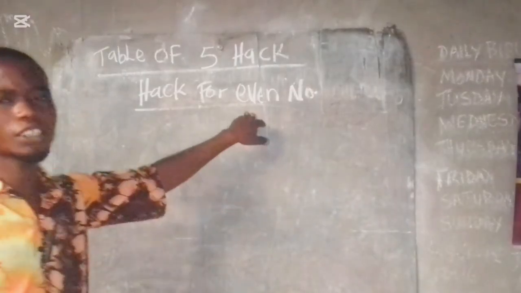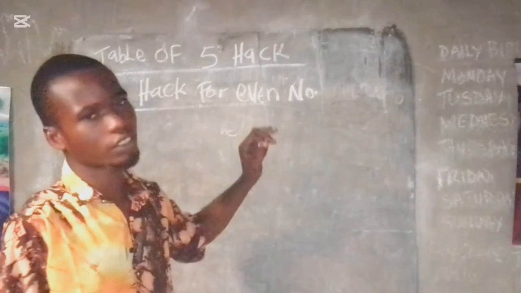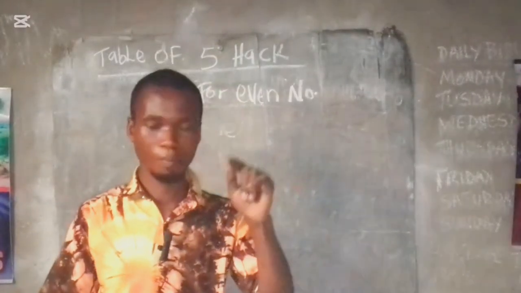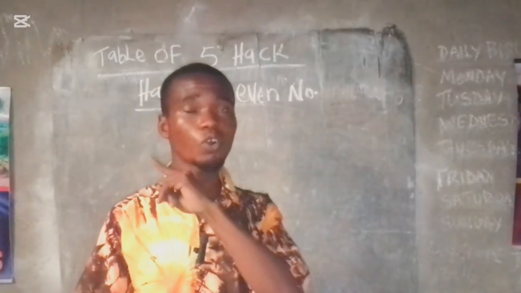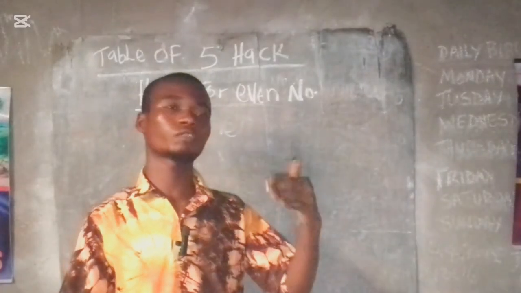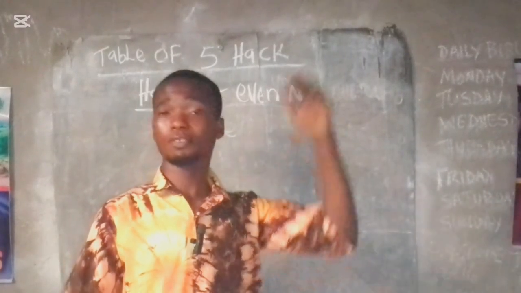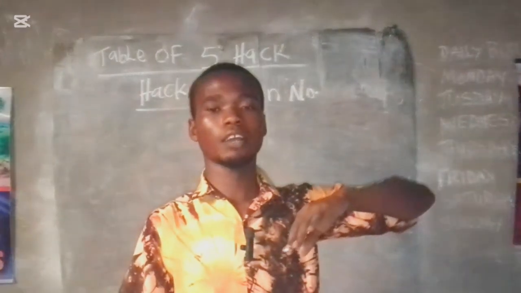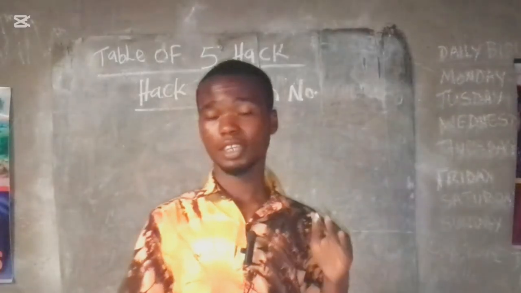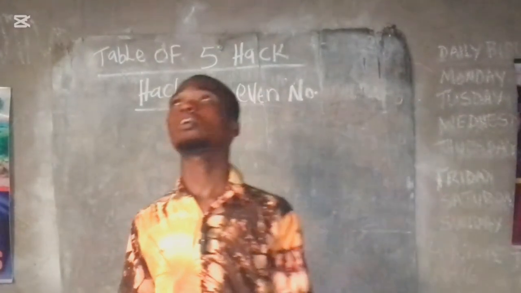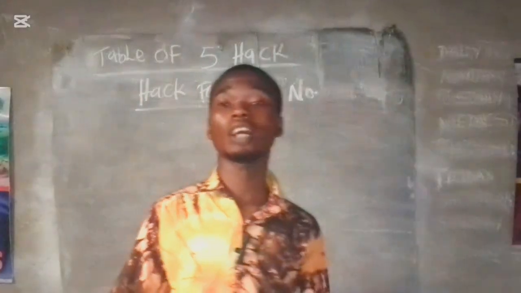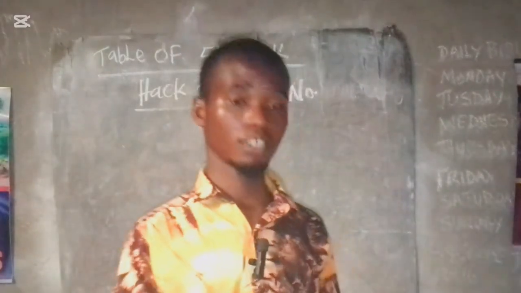What are even numbers? The first thing you need to know is what even numbers are. Even numbers are numbers that 2 can divide without any remainder. Numbers like 2, 4, 6, 8, 10, 12, 14, 16, and so on, 50, 100, 150, 130, 250, 1550. These are numbers that 2 can divide without any remainder.